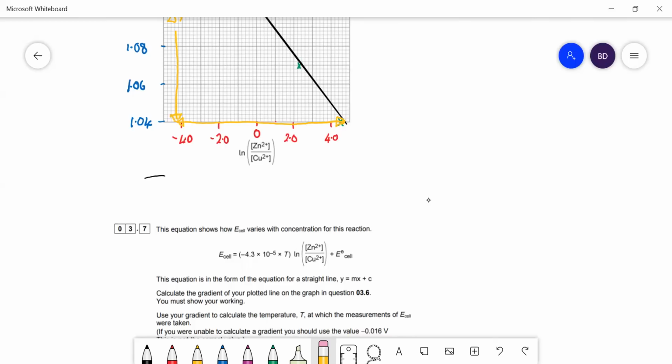Let's just see how we're going to fit this into y is equal to mx plus c. We're going to plot E cell, which is y on the y-axis. X is going to be this value here, ln of the ratio of the ion concentrations. M is going to be simply this number here.